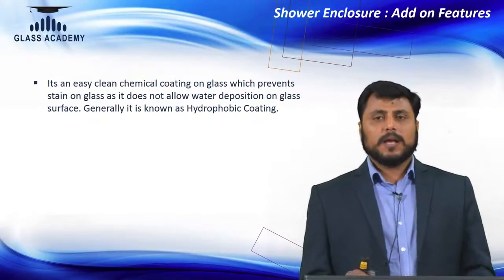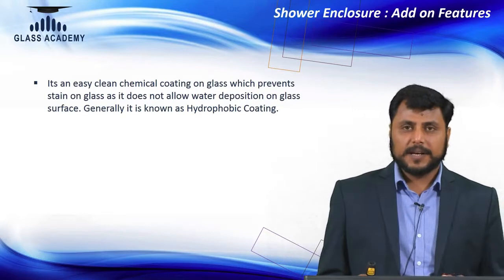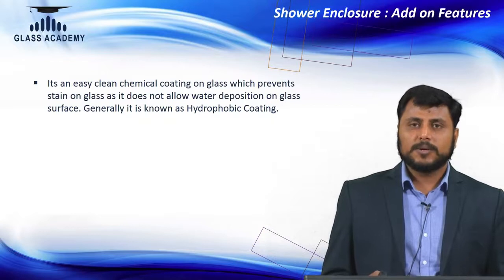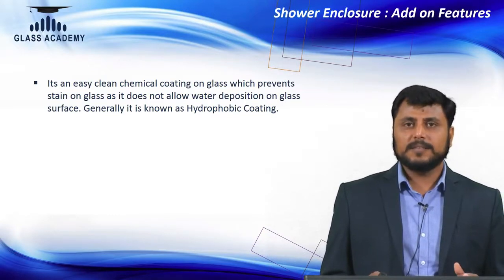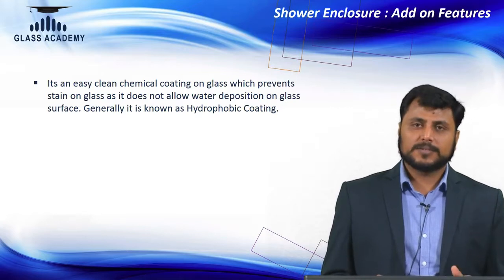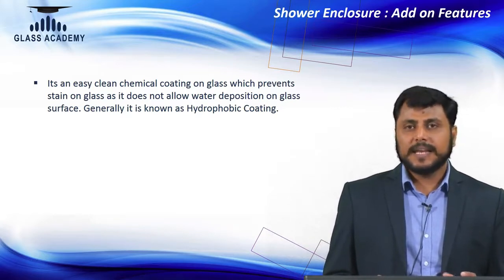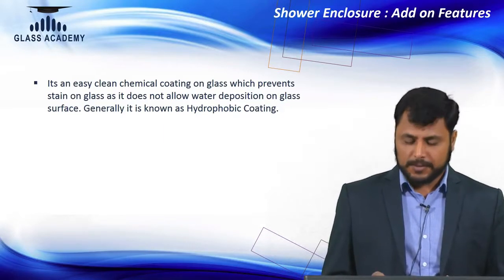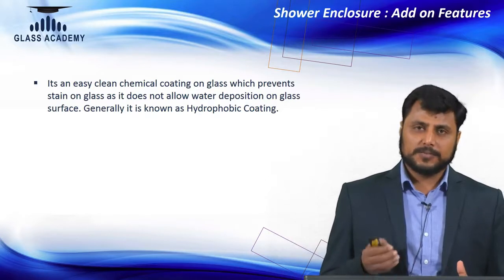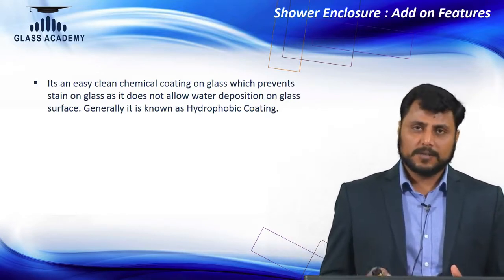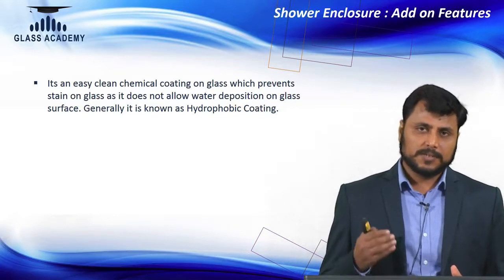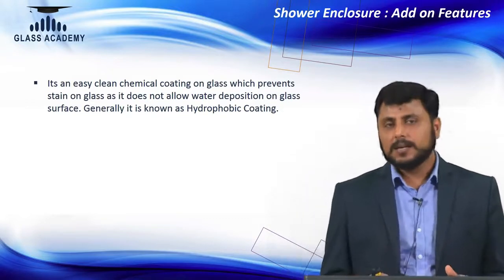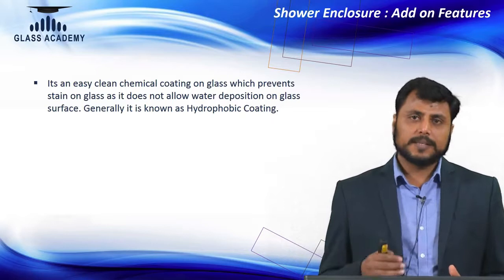Then coming to add-on features: once the glass is done and hardware is done, there are some add-on features which can be added to glass to beautify the product and to enhance its physical properties. The first add-on feature is the anti-limescale coating; people call it hydrophobic coating, a few people call it nano coating also. It is basically a coating which prevents water from sticking onto the surface. If water is not sticking to the surface of the glass, it will help you clean the glass in an easy way. That is one thing. Secondly, the moment you clean it, there will not be any scaling marks.